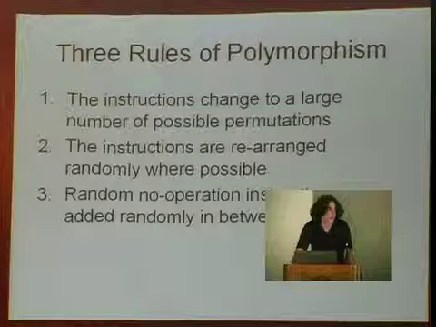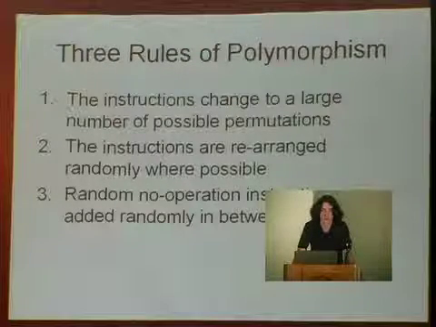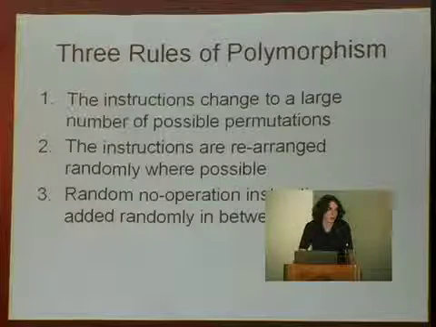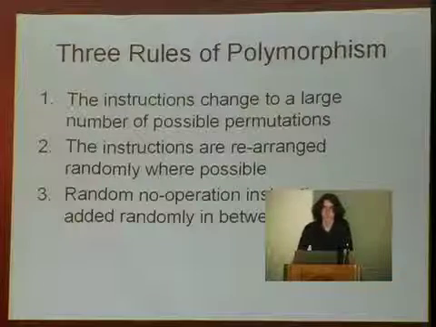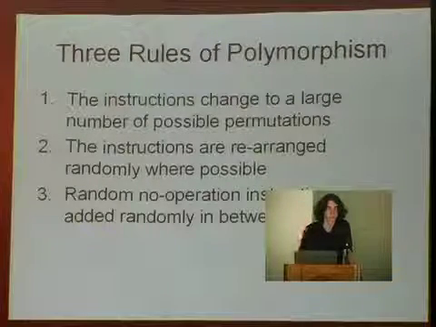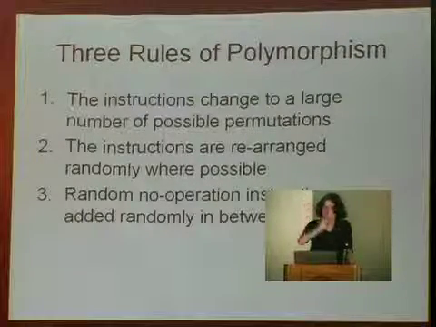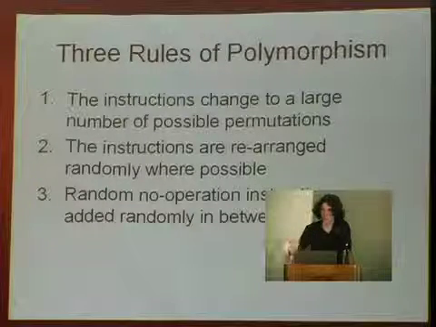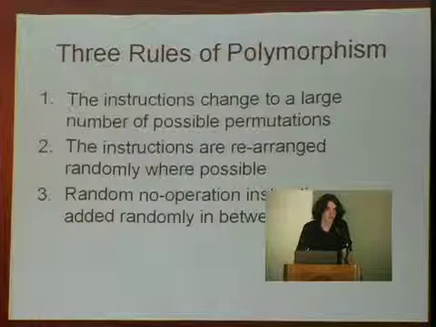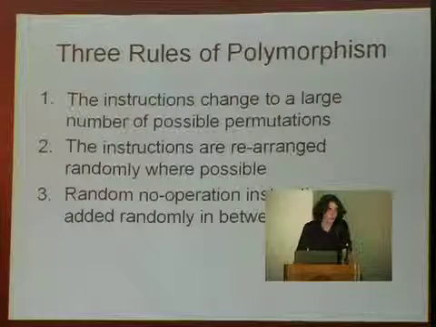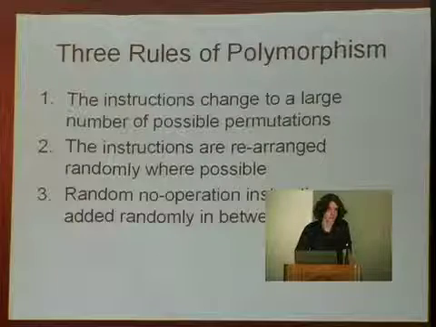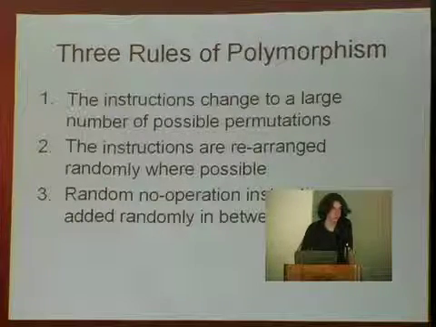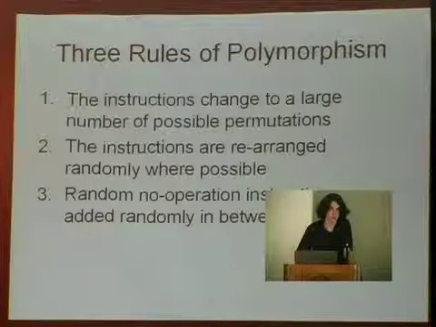The third rule is that random no operation instructions are added into your code where it doesn't affect it. So if you have, let's say, a block of code that executes block 1 and then block 2, now instead you can have block 1, tons of instructions that do absolutely nothing, and then block 2. And what this does is it makes it a lot harder to fingerprint it statically. I'll be discussing this a bit later on. So those are the three rules of polymorphism, what you have to do to build a good polymorphism engine.